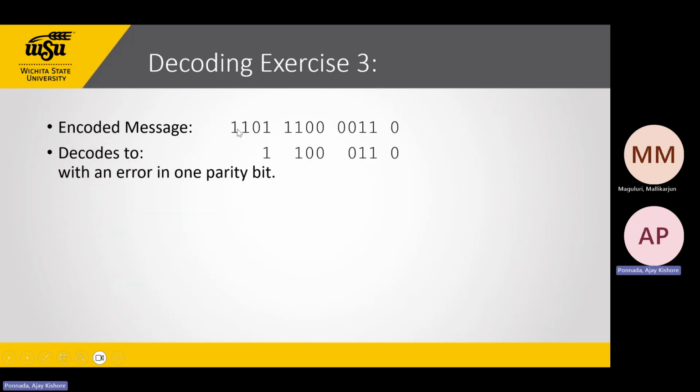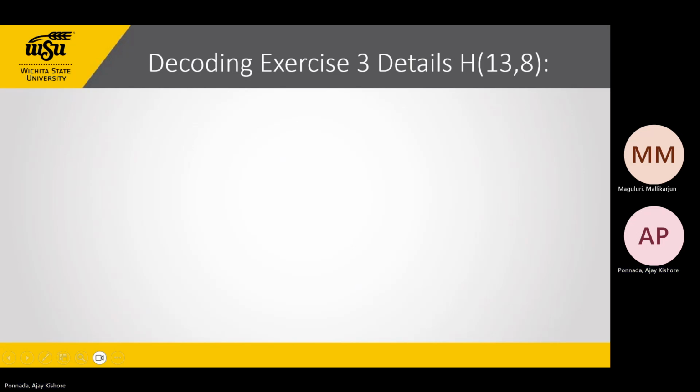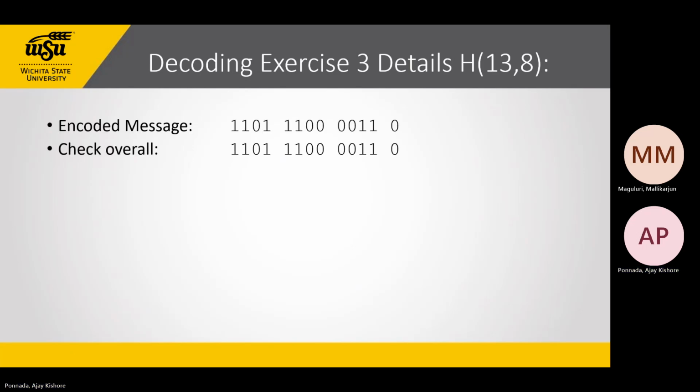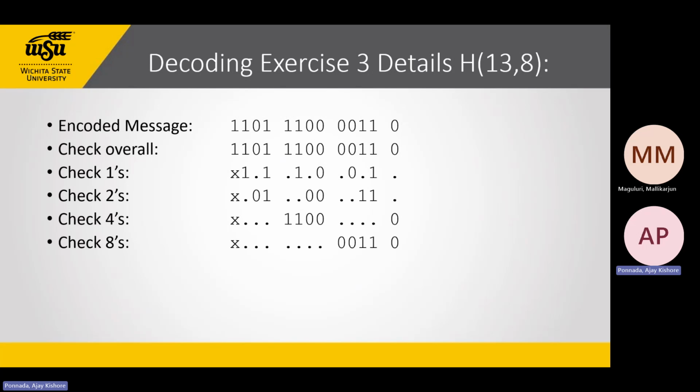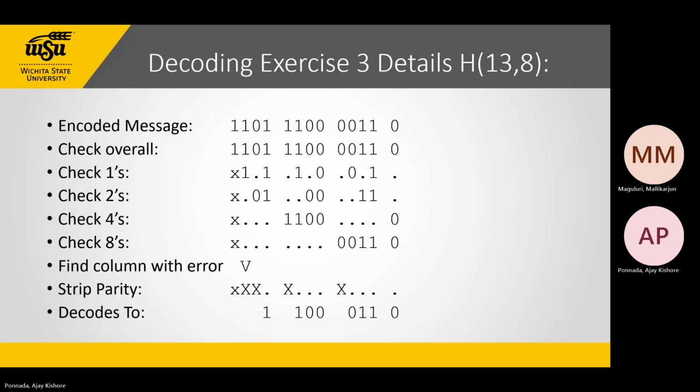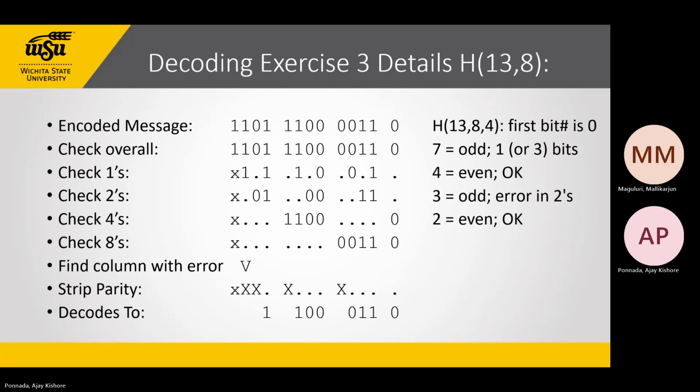Decoding exercise 3 is the same thing. Ones, twos, fours, eights. Find the column with the error. The error is the same, the twos parity. Any questions on this slide? We have discussed a lot of problems till now, so I think there should be no questions.